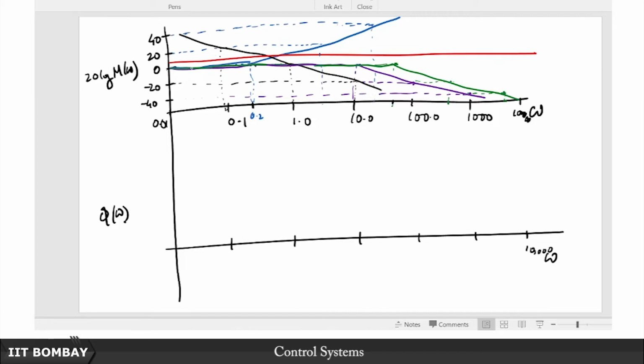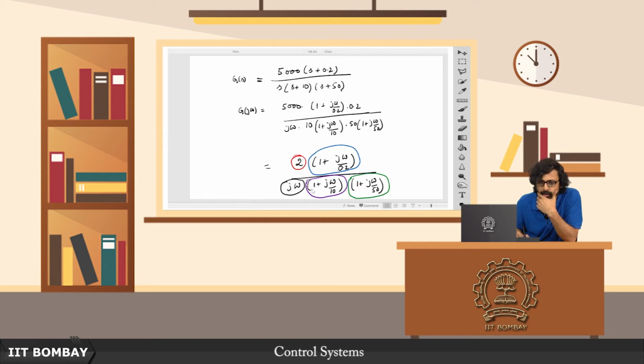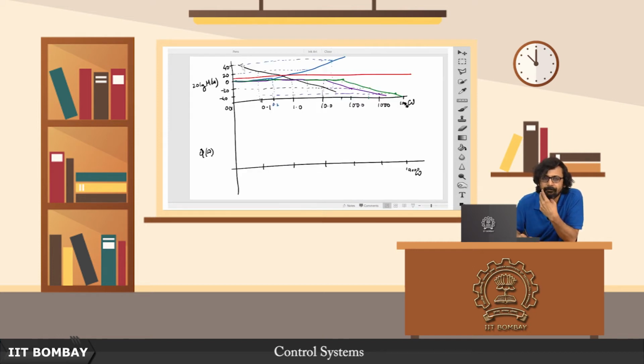So now we have done all of these individual plots. The idea is that we should be able to add them up together. So how are we going to do that? First, focus on what's happening at very low frequencies. At very low frequencies, all these blocks, that is this blue, this purple and this green, are all contributing 0 dB. What are the only two contributing factors at low frequency?